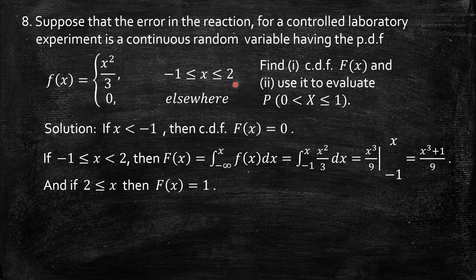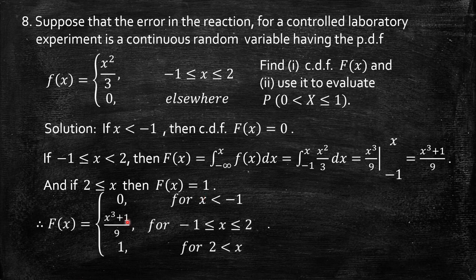What about now for x greater than 2? For x greater than 2, the cumulative distribution function must be equal to 1. That means it covers the entire PDF, correct? Minus infinity to minus 1 is anyhow 0. Minus 1 to 2 completely takes the full range, x square by 3. From 2 onwards, again it is 0. But this answer is 1. So finally the CDF for x greater than or equal to 2 is 1.